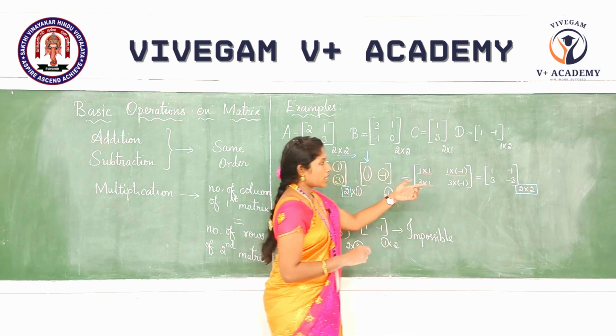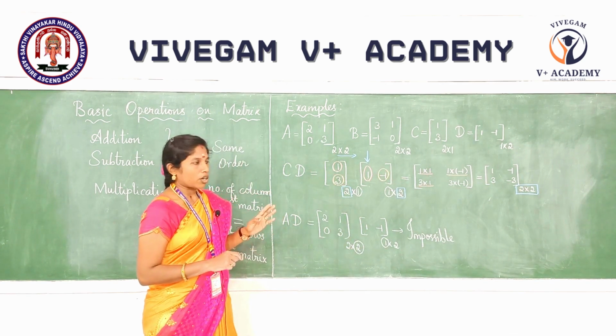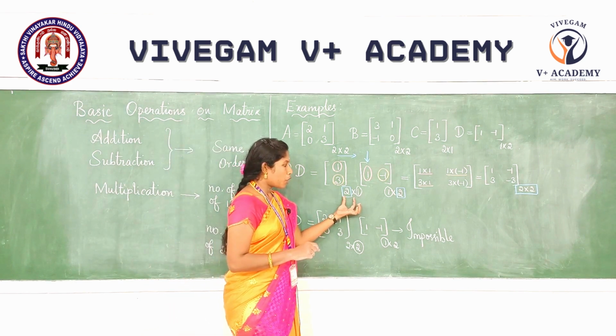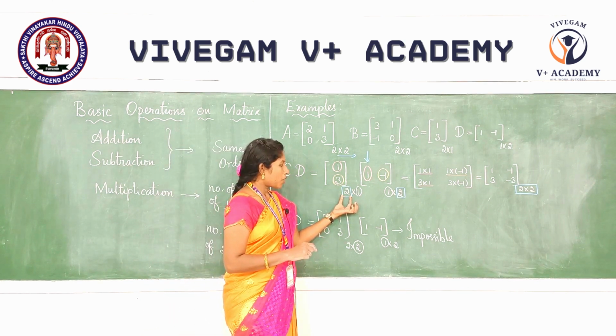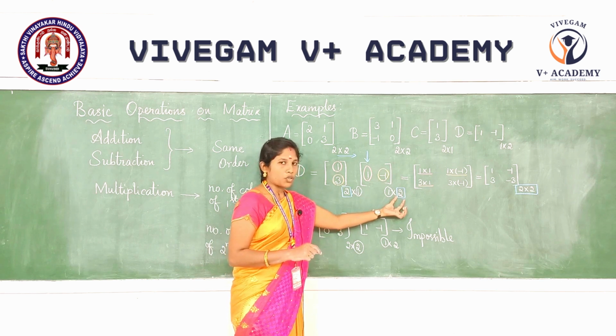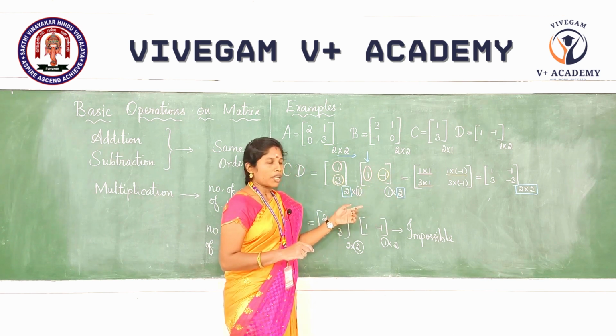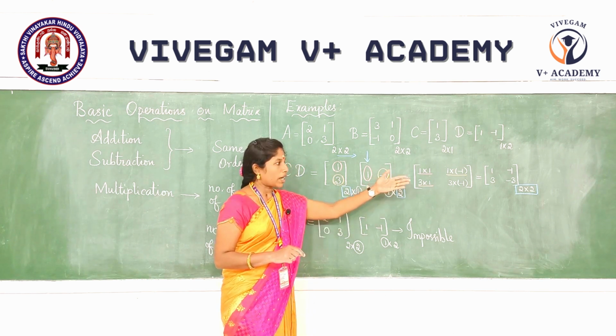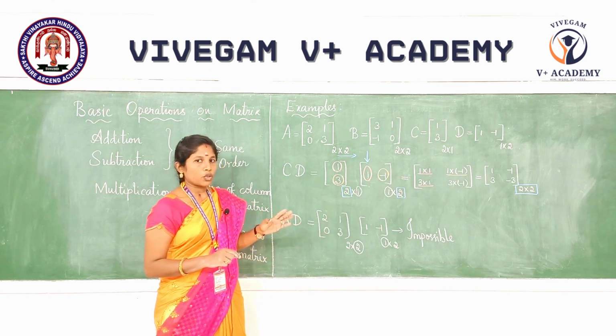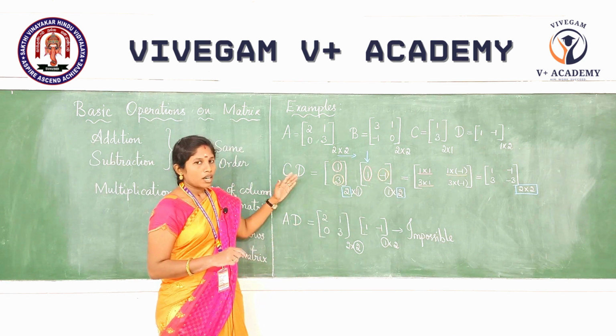As I said, you can check whether our obtained answer is correct or not. How to check it? You look at the left out entries. Here the number of rows is 2 and the number of columns is 2, so what should the order be? 2 cross 2. We also obtained the order as 2 cross 2, so our product is correct.